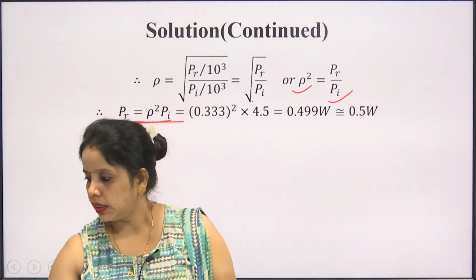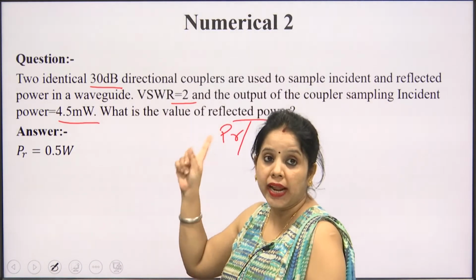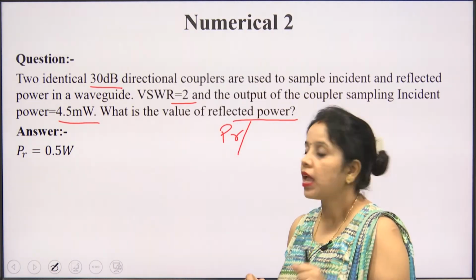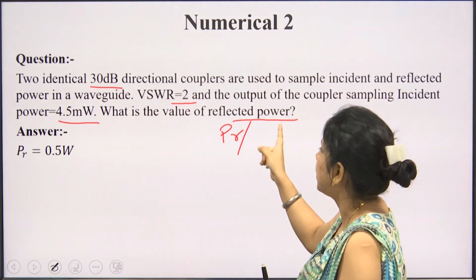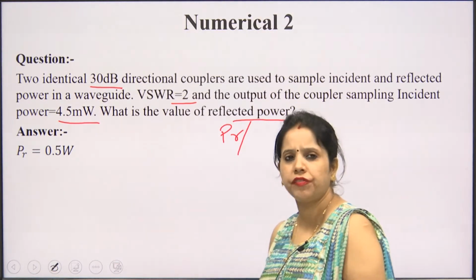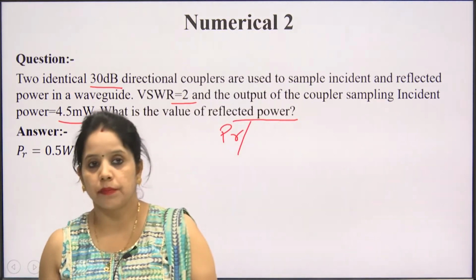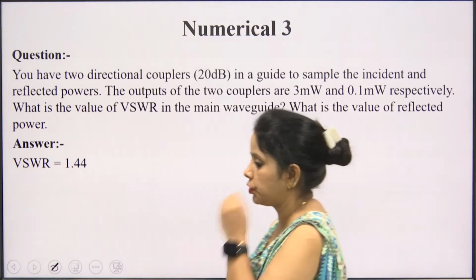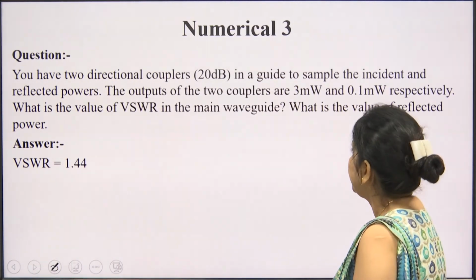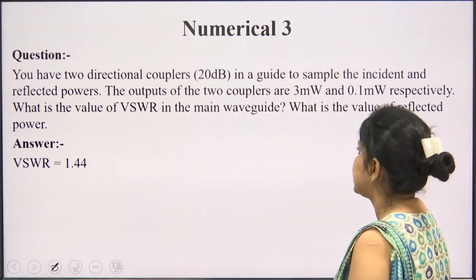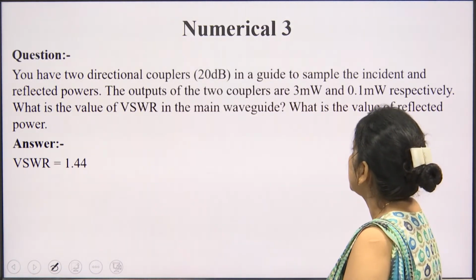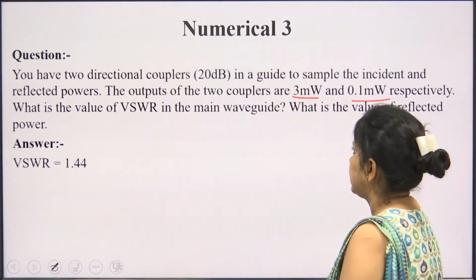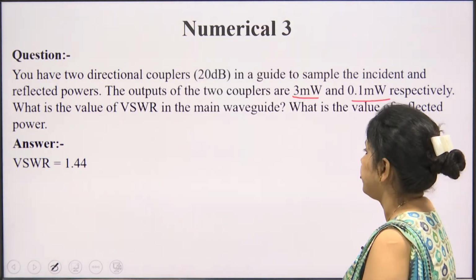Or here in this question, two directional couplers are used. In the reflectometer we use two directional couplers, and reflected power and incident power are mentioned here. So, we can easily say that it is the measurement using reflectometer. Now comes the third question. The two directional couplers, 20 dB in a guide, sample the incident and reflected power. The outputs of our two couplers are 3 milliwatt and 0.1 milliwatt respectively. What is the value of VSWR?